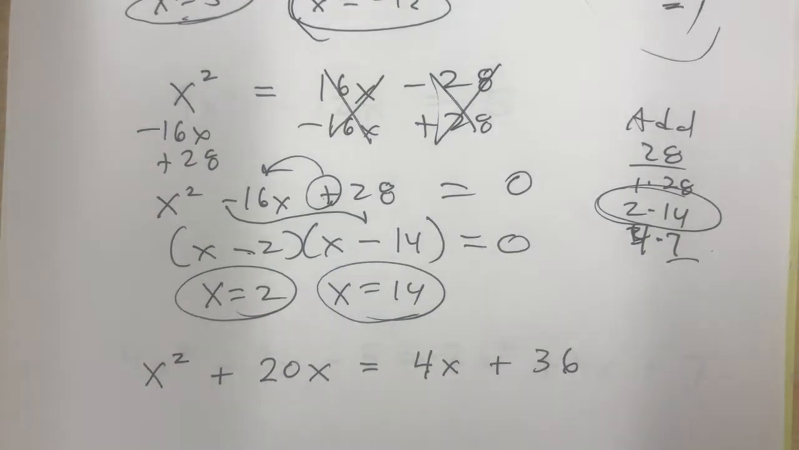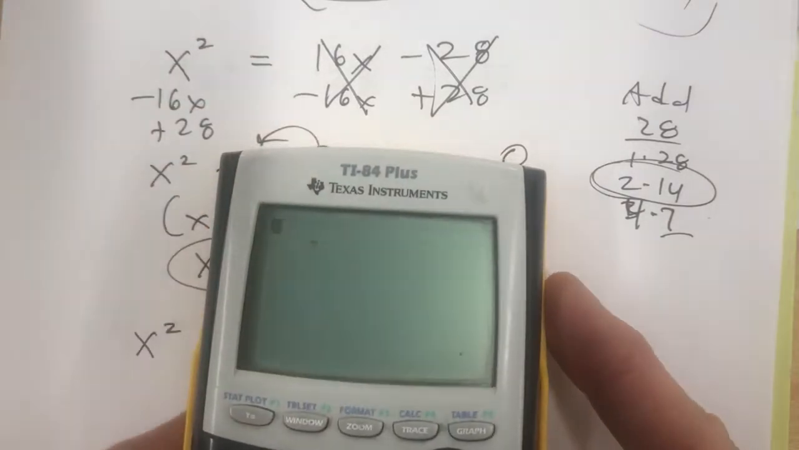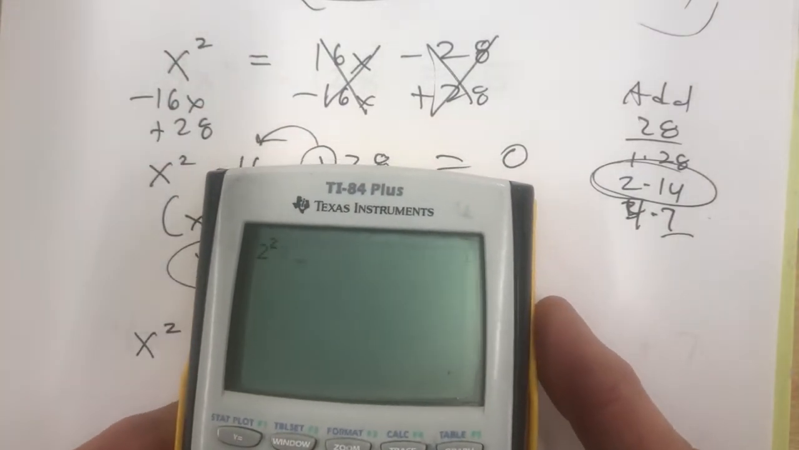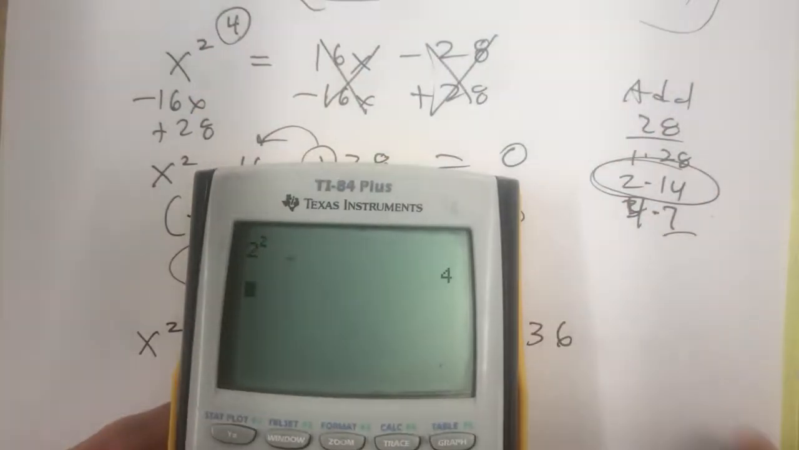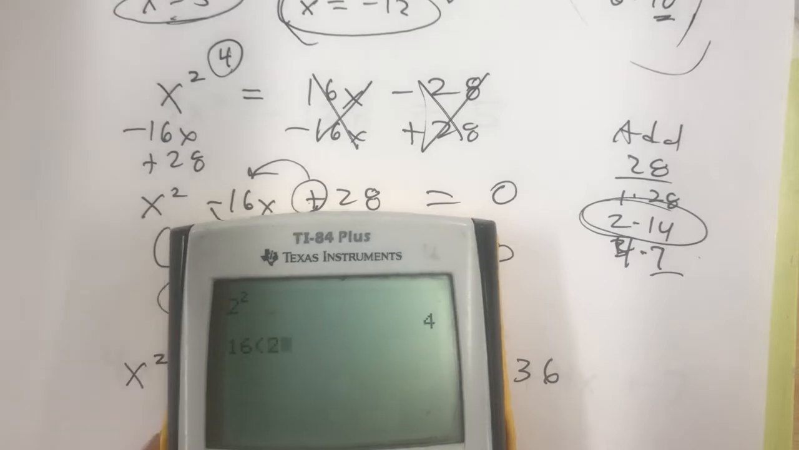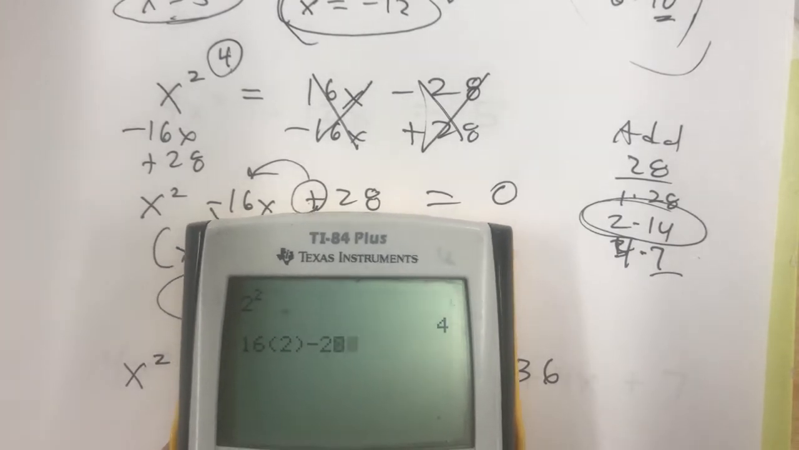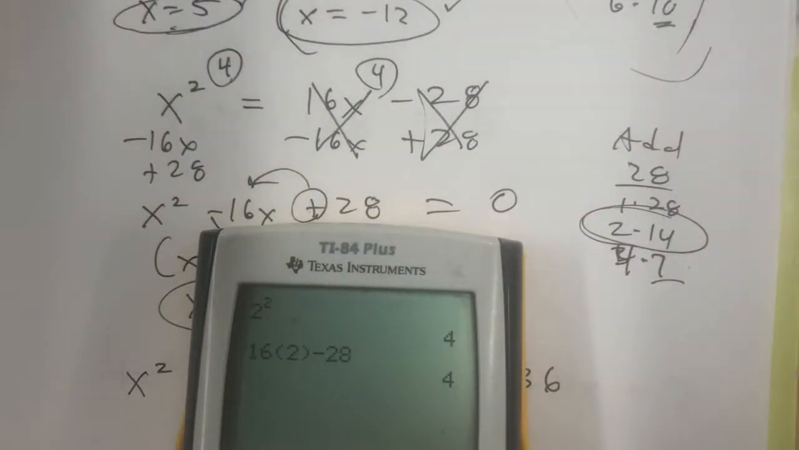Now let me put this one in. Let's do 2 first. So 2 squared over here, 2 squared would be 4. So I get 4 on this side. I'm going to write it right there. Okay. Now if I put 2 over here, 16 times 2 minus 28, and I get 4. See, I get 4 on both sides, so that tells me 2 is right.